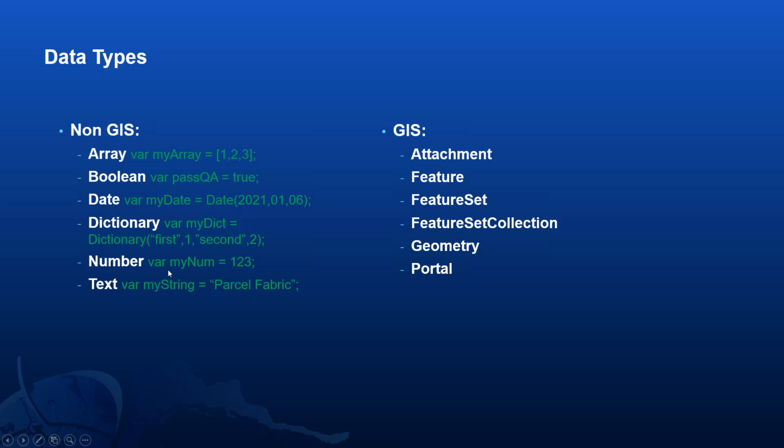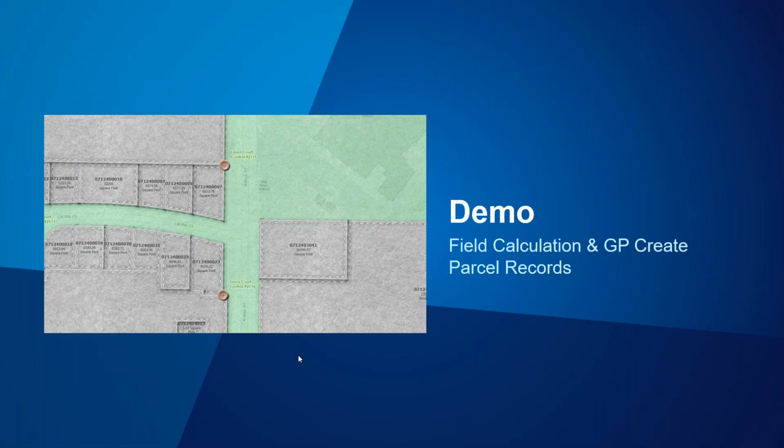There's of course text, and they were pretty implicit. We didn't have to say variable string. It just figured it out by itself, from the way we wrote it. And then there's also GIS data types in Arcade, and combining the two gives a lot of power. We worked a lot with the feature, and the other one that we will probably work with soon is the feature set and the geometry. Okay, so let's wait for that.